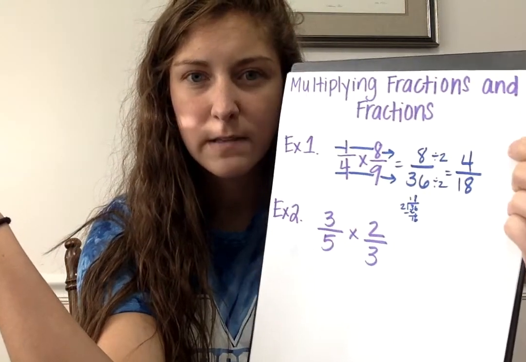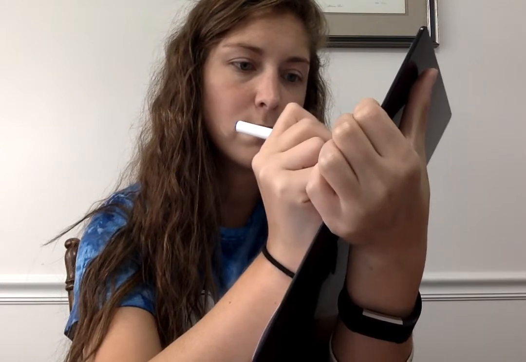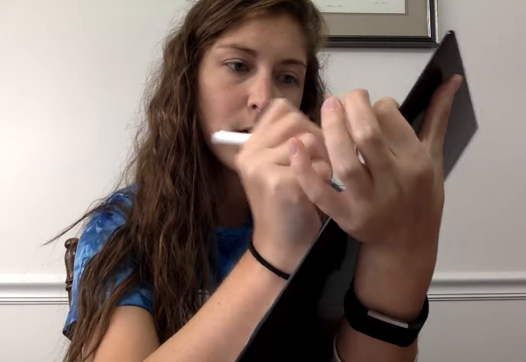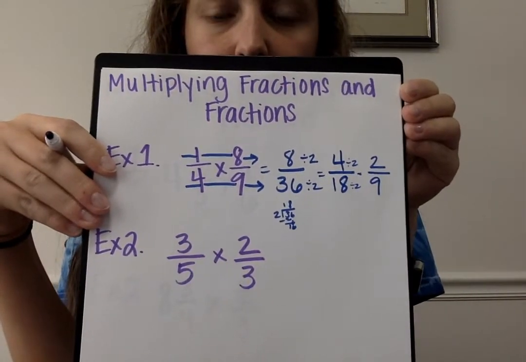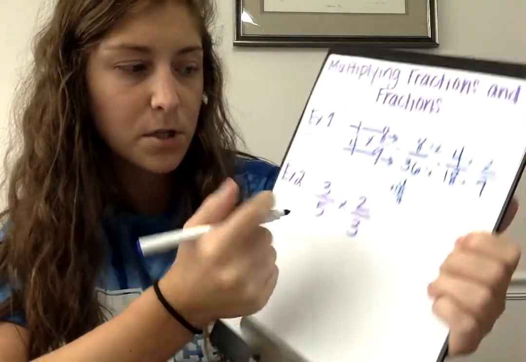Yep, 18. Now, 4/18 is still even, so it can be divided by 2 again. So divide by 2, divide by 2, and that is 2 ninths. So my answer to this problem is going to be 2 ninths. On the bottom problem, 3/5 times 2/3.